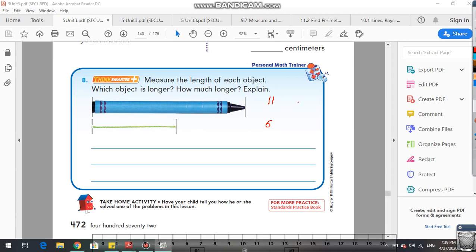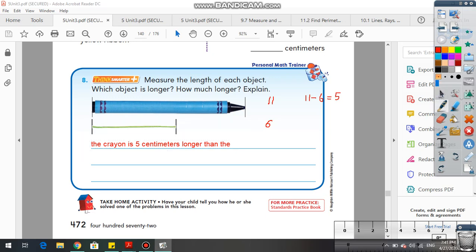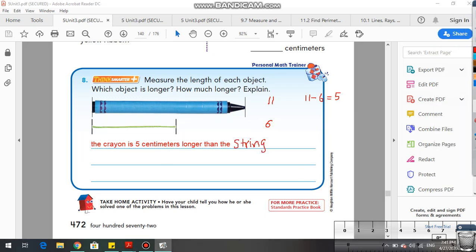So let's find the difference first. 11 minus 6 equals 5. So I'm gonna say the crayon is 5 centimeters longer than the yarn. I'm gonna write it. It's not a yarn. Yarn is much thicker.